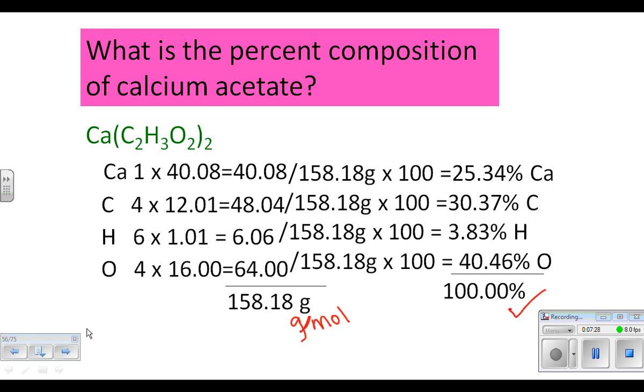All right, accordingly. So that's percent composition. It really is easy in my opinion, as far as just part over whole, divided by whole and then multiplied by 100. So hope this helps.